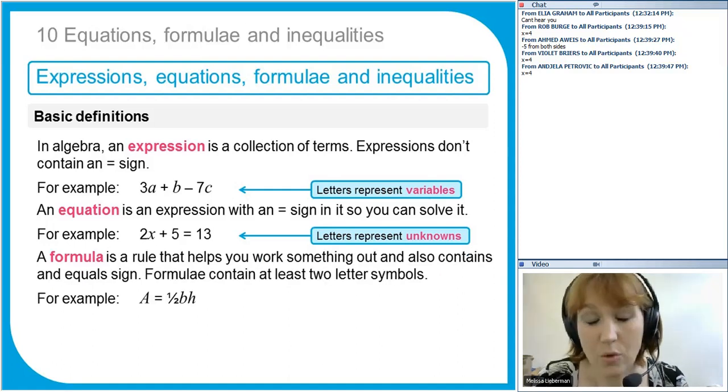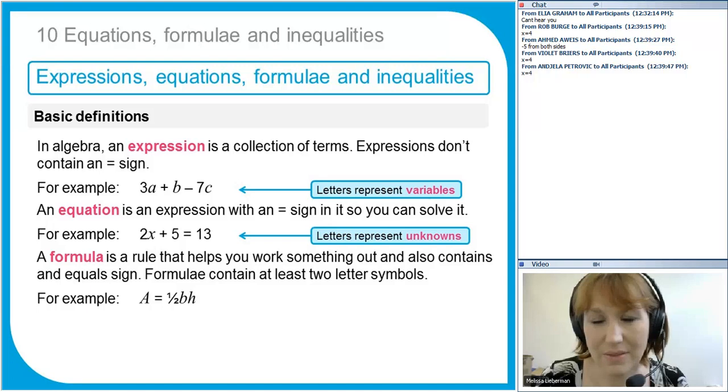And also formulae almost always start, and if they don't, then you'll need to rearrange them so that they do, with just a single letter on the left-hand side. So it'll be something like A equals, B equals, C equals, and then some kind of expression that links together the other letters in the formula.